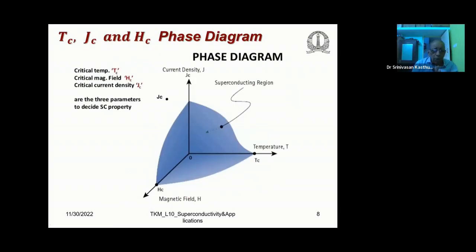Now you should concentrate on this particular diagram. This is called the TC, JC, HC phase diagram. So superconductivity exists within this diagram. In this diagram, current density is plotted on one axis, magnetic field is plotted on the other axis, and temperature is plotted on the third axis. Now the superconducting region is the one which is inside this phase diagram. Okay. Now we said that when I lower the temperature of the material, then it becomes superconducting below a particular temperature called transition temperature, which is TC.